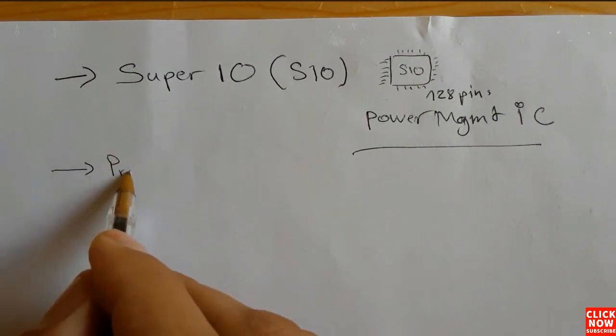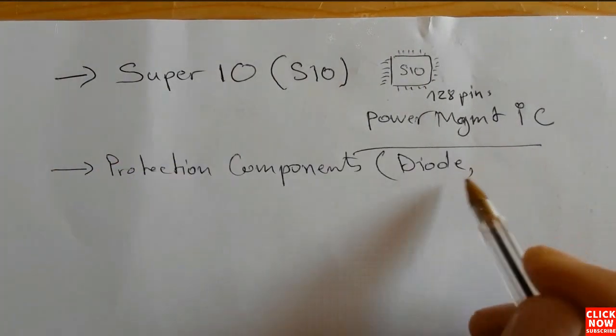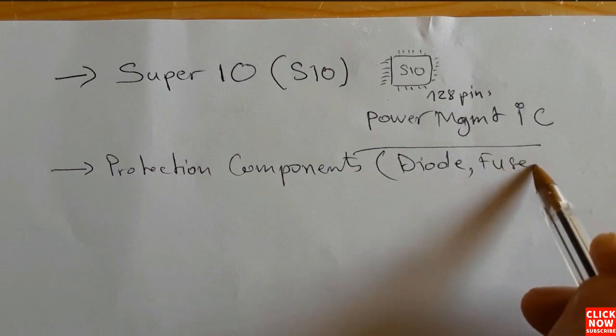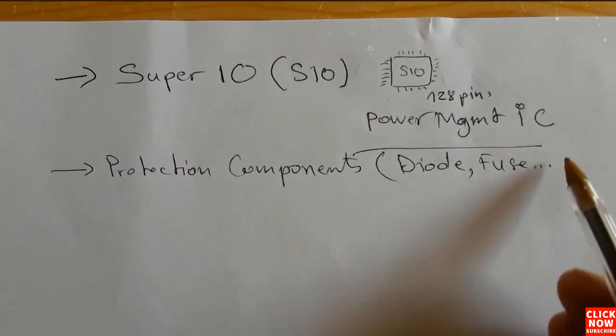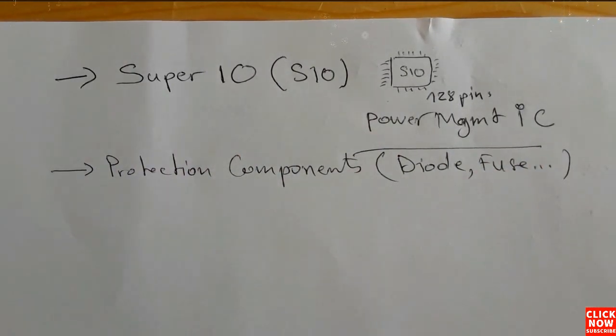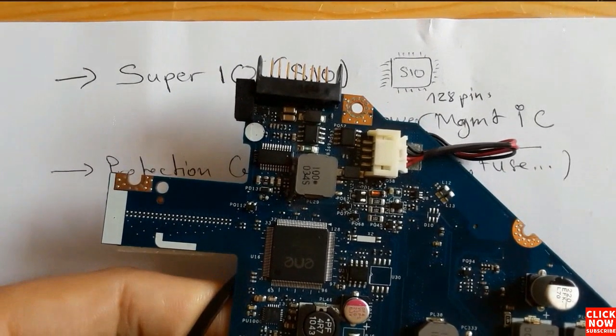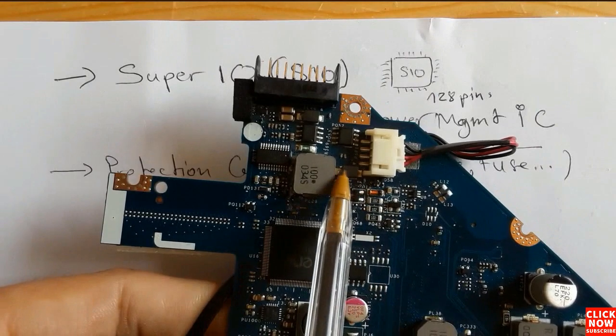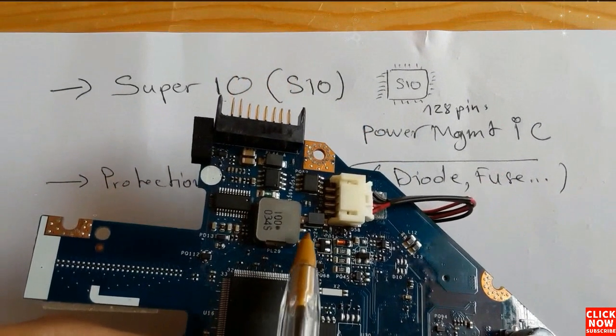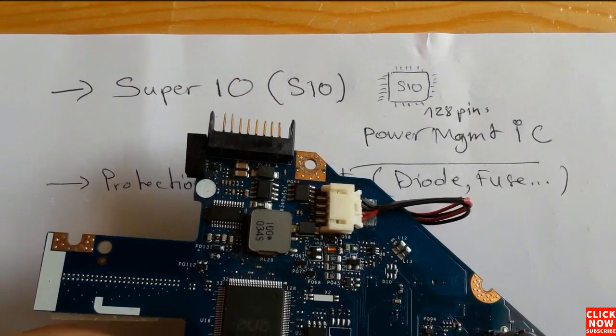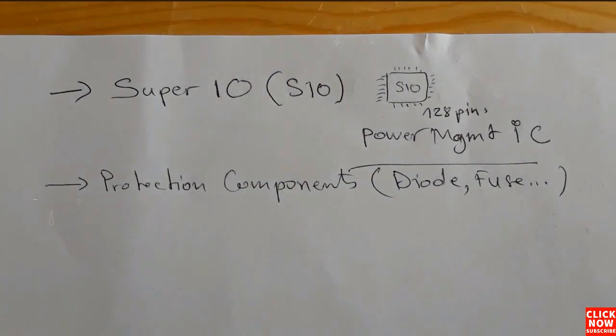The next failure is the protection components, including diodes, fuses, and sometimes ceramic capacitors, etc. Basically, we find these protection components in the motherboard near the power jack. Near the power jack you will find the protection components. Here, for example, this is a power jack connector. Here we have a diode. This is one of the protection components.